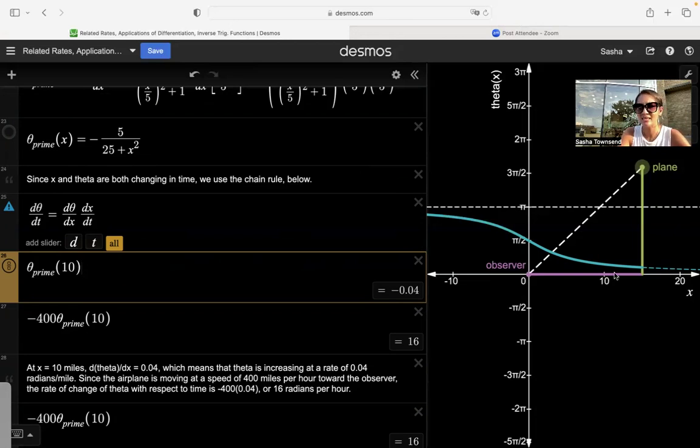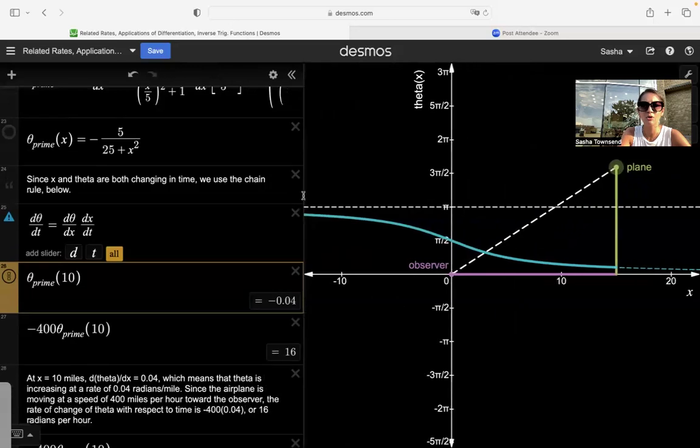Well, dx dt is that negative 400 miles per hour that we were given in the problem statement. We're told that that plane is flying towards us. And if that plane is flying towards us at 400 miles per hour, that x value is shrinking. So that dx dt is negative 400 miles per hour, and we multiply it by d theta dx in order to get d theta dt. We'll do that on paper, and then we'll compare our calculations on paper to the values on Desmos.